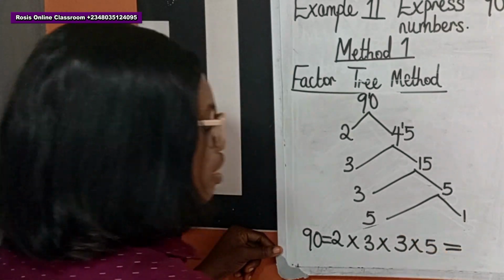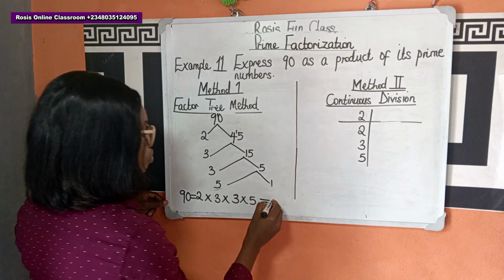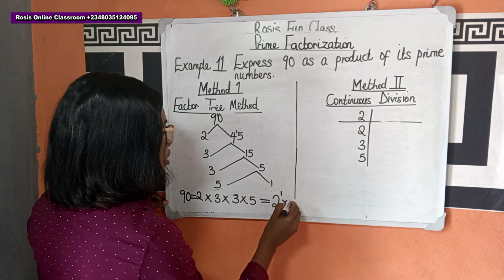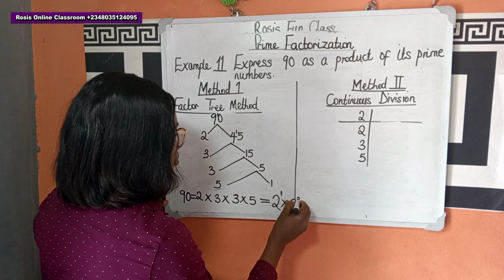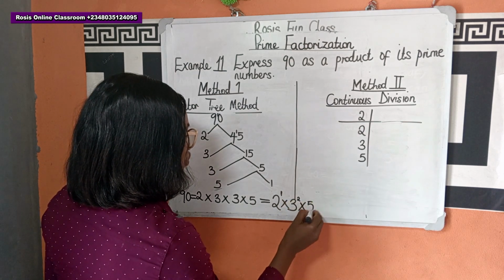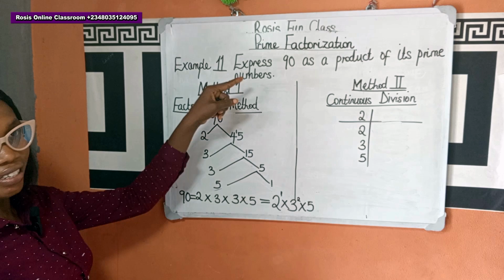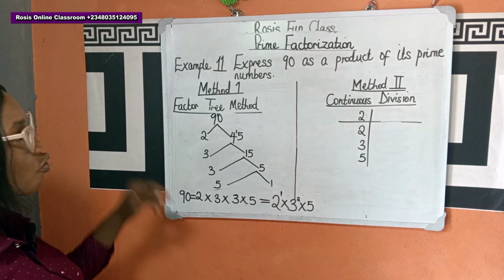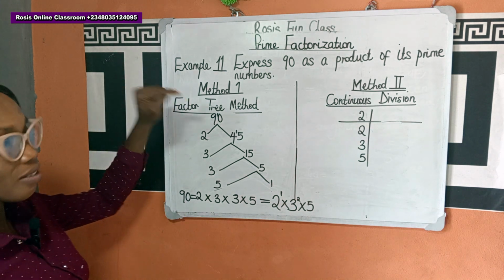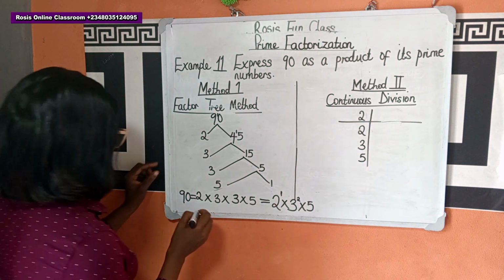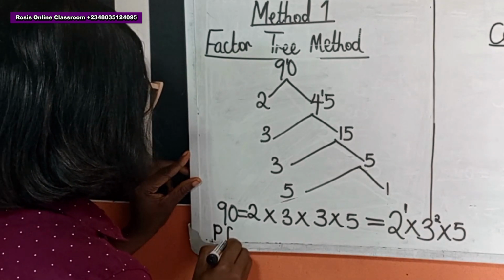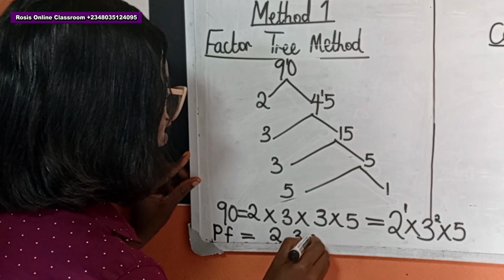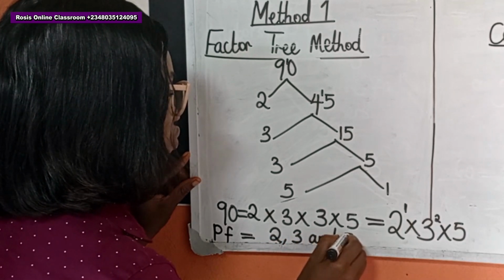So, using the index form, 2 is raised to power 1 times 3 raised to power 2 times 5. We have expressed 90 as a product of its prime. Remember, if you're just asked to find the prime factors of 90, you're going to say prime factors equal to 2, 3, and 5.